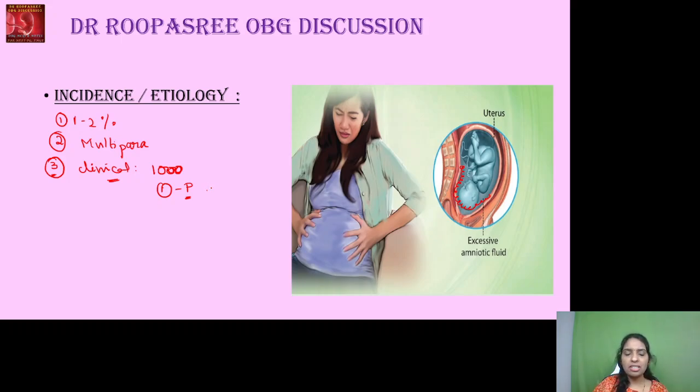Okay, so incidence is only 1 to 2%, and we commonly see it in the multipara, and the symptoms produced by polyhydramnios are seen only in 1 in 1000 pregnancies. Okay, this is the incidence. Now we see regarding the etiology.